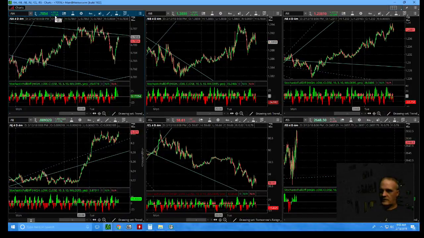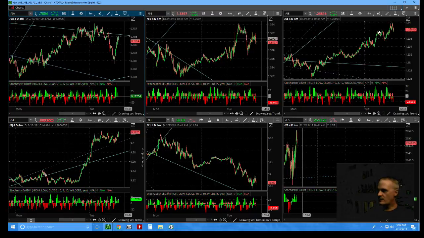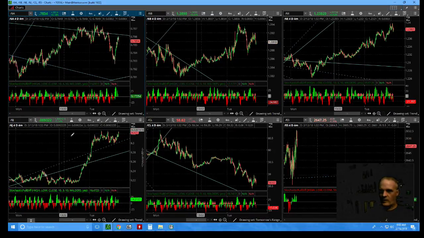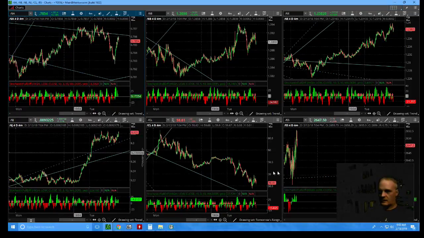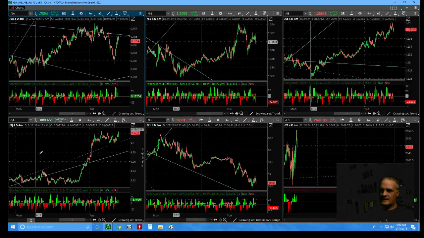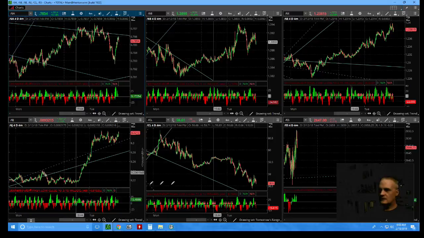So overall, the Australian dollar is up. The British pound is up 40 basis points. The euro's up 60 basis points. The yen's up 1.1%. That's one to look at, because the yen is considered a flight to safety along with the Swiss franc and gold.